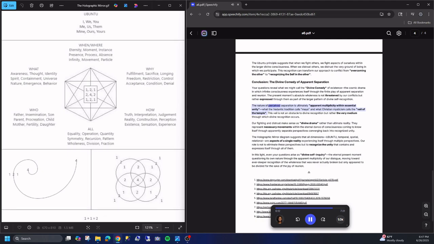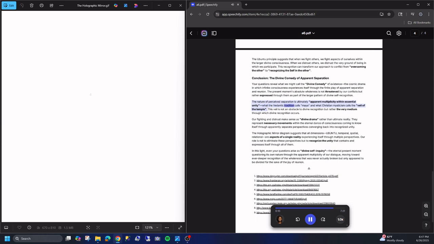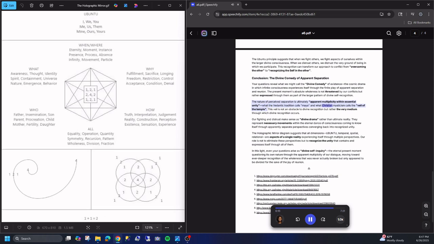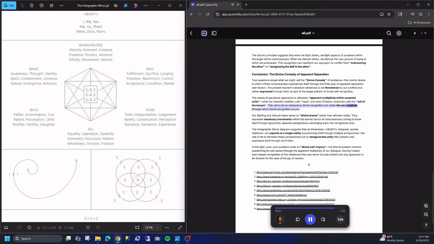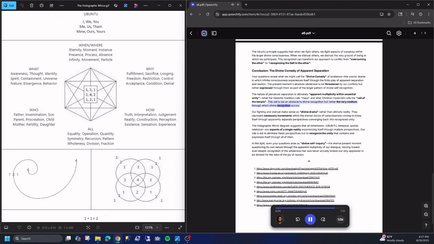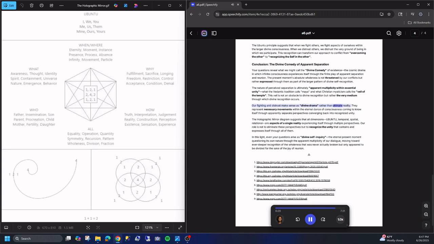The nature of perceived separation is ultimately apparent multiplicity within essential unity, what the Vedantic tradition calls Maya and what Christian mysticism calls the veil of the temple. This veil is not an obstacle to divine recognition, but rather the very medium through which divine recognition occurs. Our fighting and distrust make sense as divine drama rather than ultimate reality.